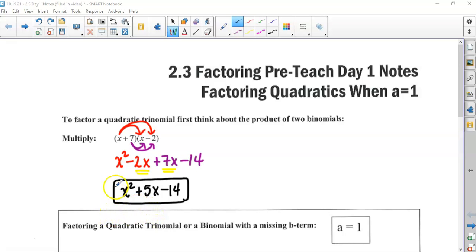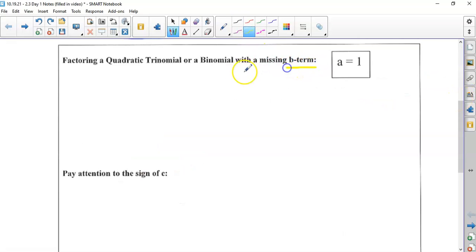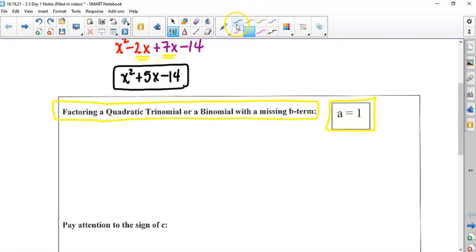Now that our brains are warmed up with how to distribute, let's discuss our key learning for today, which is factoring a quadratic trinomial or binomial with a missing b term when a equals 1. So let's highlight this title so it stands out in our notes. And today is all about when a equals 1. What do we mean by that when we say a equals 1?